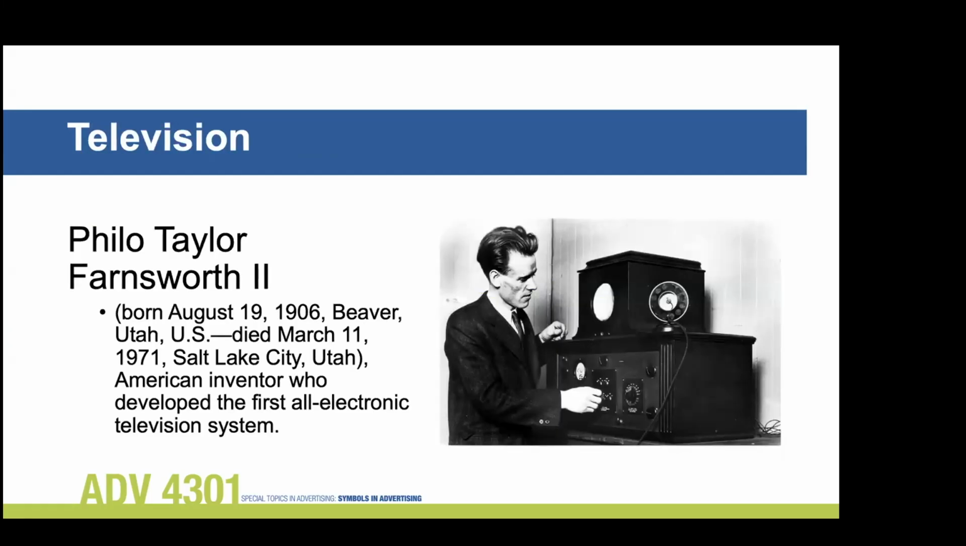Philo Taylor Farnsworth II. He was born in Beaver, Utah. He was an American inventor who developed the first all-electronic television system. And about that television, we have televisions nowadays that are so thin. I mean, they're just like an inch thick now. But these televisions were really huge because they had these glass blown tubes inside of them, all of which had to be working so that the TV would work. And if one went out, then you had to get a new tube put into your TV. It was kind of amazing that it ever worked with all those tubes.